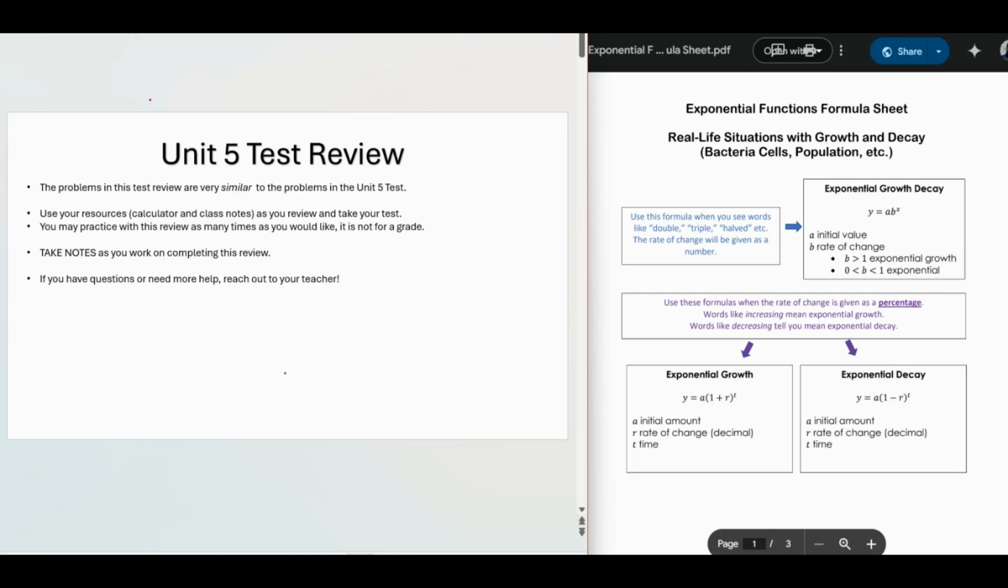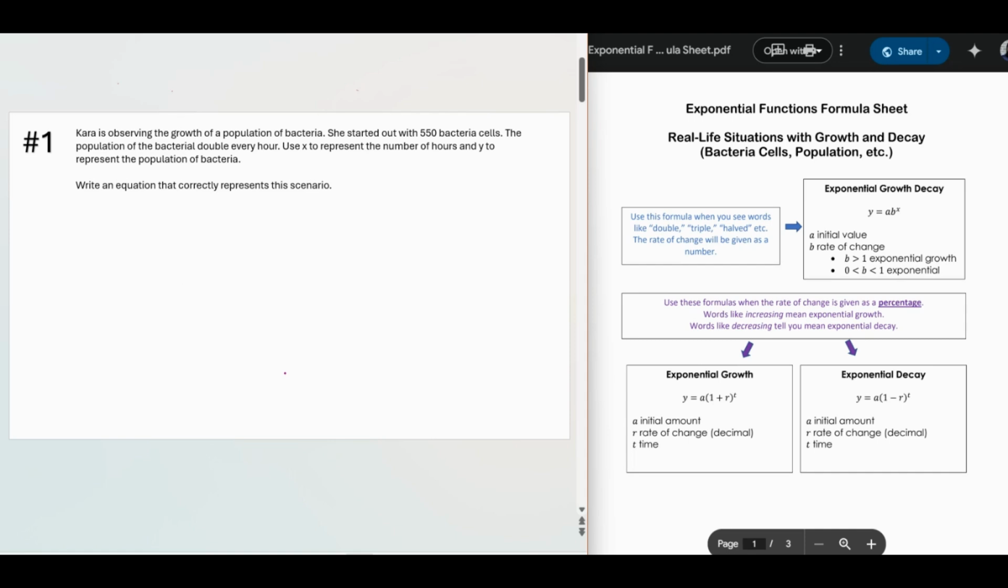So in this video, we're going to go over the problems that are in the Unit 5 test review. So this first question says, Kara is observing the growth of a population of bacteria. She started out with 550 bacteria cells. The population of bacteria doubles every hour. Use x to represent the number of hours and y to represent the population of bacteria. Write an equation that correctly represents the scenario.